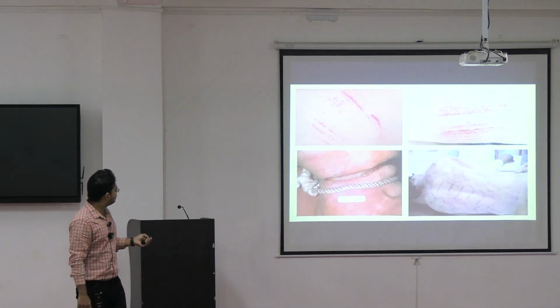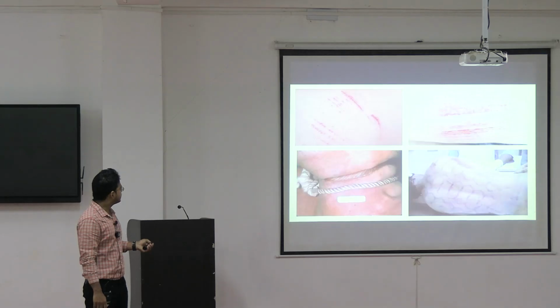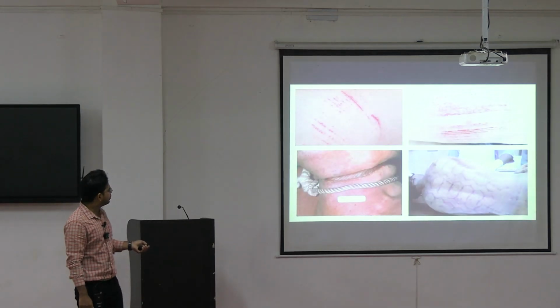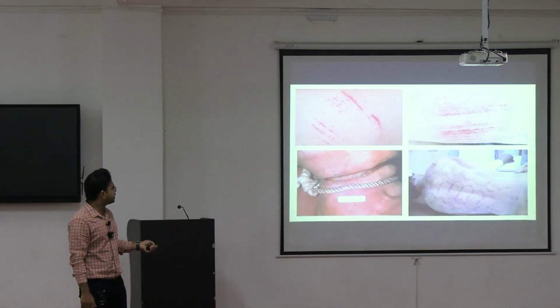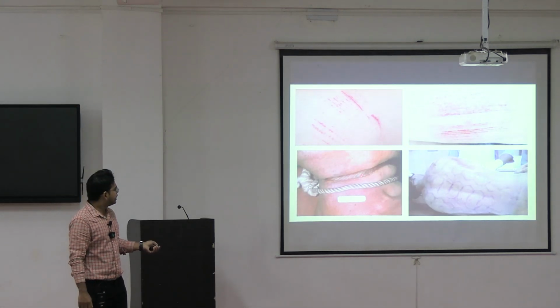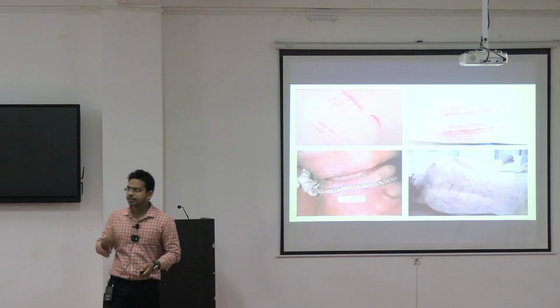So these are the four pictures that I have put up here. This is scratch, this is graze, this is pressure abrasion, and this is pattern. In this case of hanging, when the rope is removed, you can see the pattern of the rope on the neck of the patient. So this example will also include pressure along with pattern abrasion. There will be a pattern of the rope on the neck.